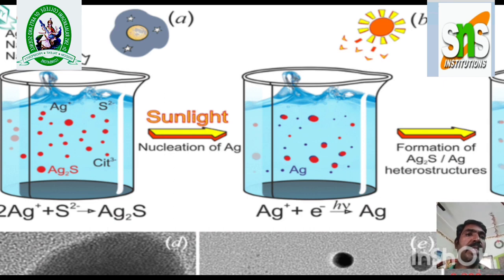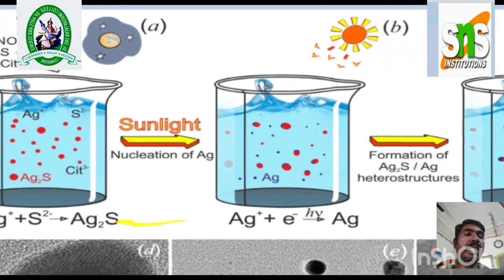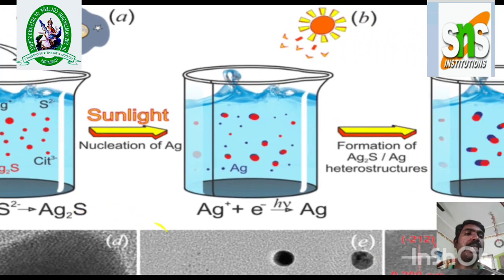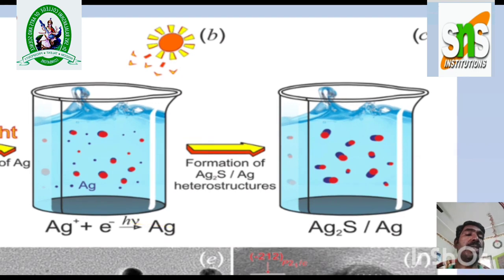the nucleation should form. Okay, so for that we're going to keep the chemical beaker in the sunlight, so there is a chance for nucleation of Ag. So Ag plus and then electron minus, we can get Ag. Then the sulfur and the Ag, both are going to be involved in the chemical reaction. So finally we can get AgS, okay, Ag sulfide. So this is the formation.